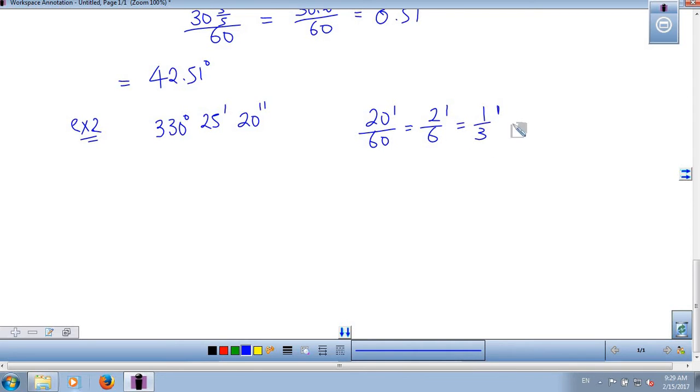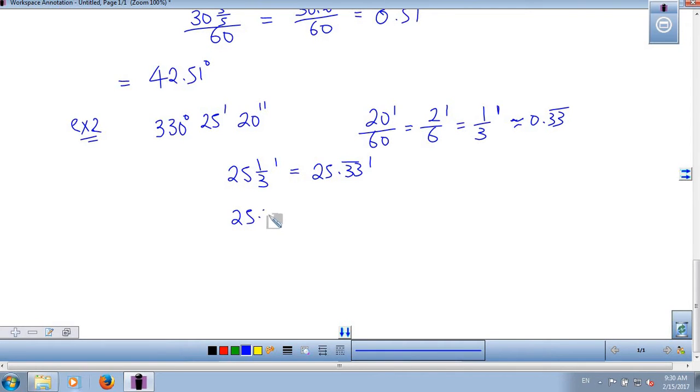And 1/3 minute in decimals is approximately 0.33 repeating. Okay, so we're going to add this to 25 minutes. So we have 25 and 1/3 minutes. Let's convert that to a decimal. It's approximately 25.33 minutes. Okay, and so let's convert the minutes to degrees.